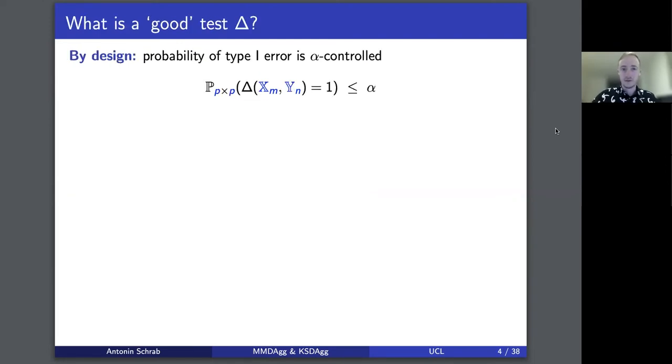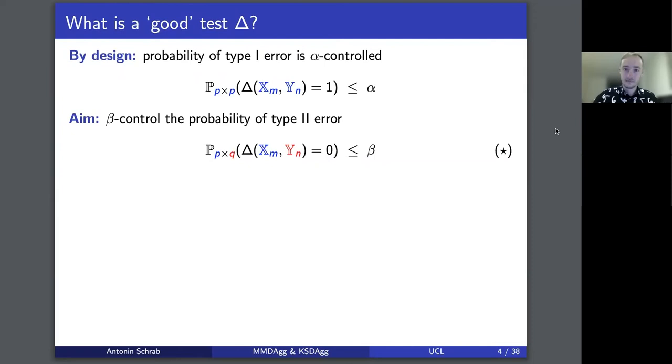So what is a good test? By design, the probability of a type 1 error is going to be controlled by alpha. The type 1 error is the probability under the null hypothesis, that's when xm and yn are both drawn from density p, that this test rejects the null hypothesis, so that it makes a mistake. And just by design, this probability is going to be controlled by alpha.